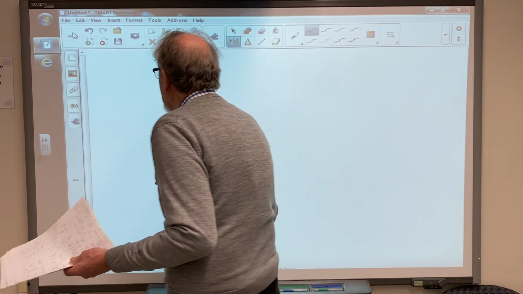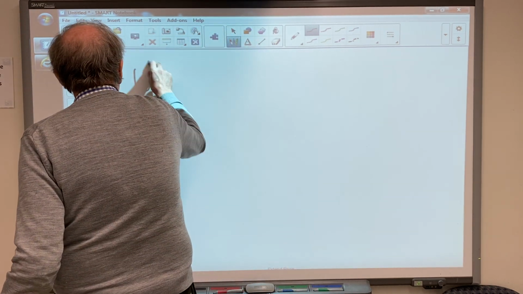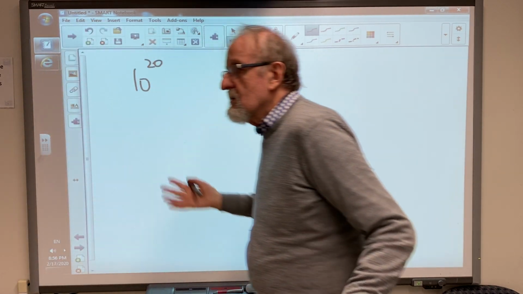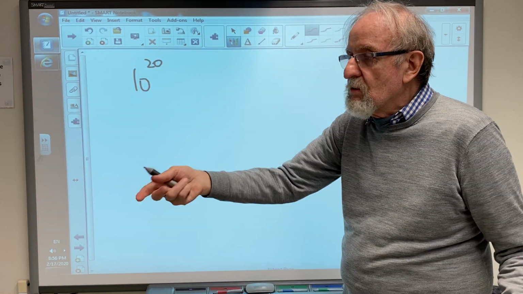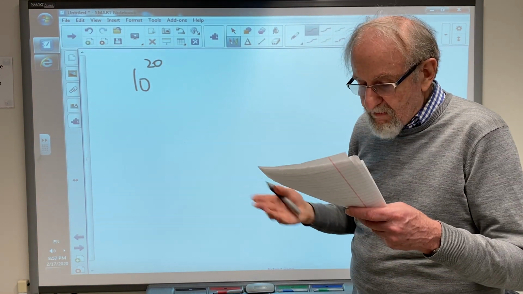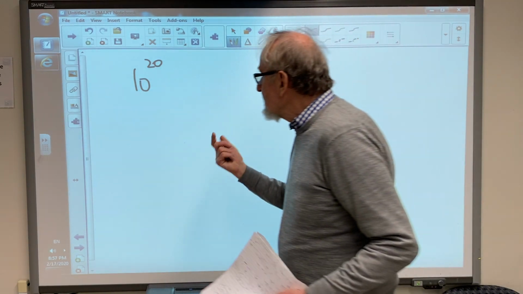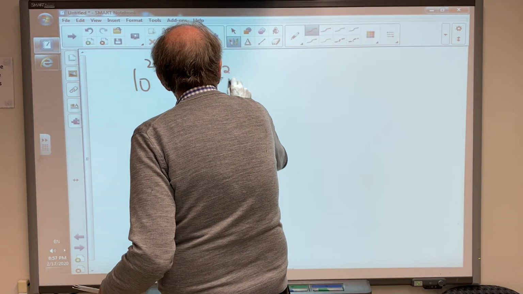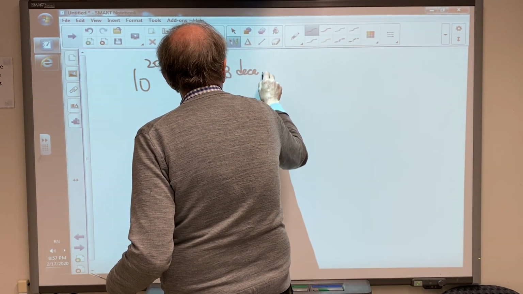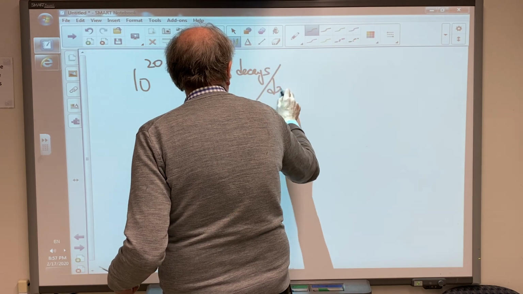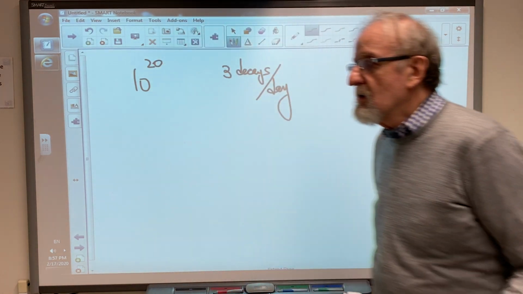Imagine that you have a sample of 10 to the 20 atoms of something, a very big number, 2 grams of some uranium or something that decays. And you measure that you count 3 decays per day. Okay, this is the average.